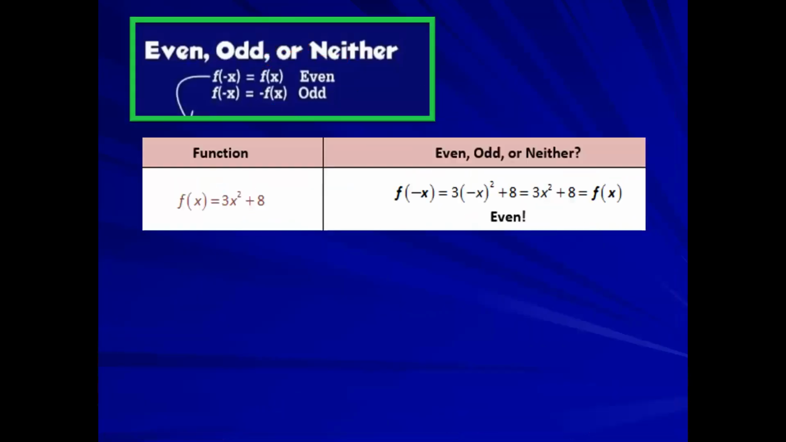Okay, let's go ahead and take a look at this. Now, remember, if the function is going to be even, when you replace the x with a negative x right here, it should give you the original equation. Now, on the other hand, when you replace the x with a negative x and it gives you the opposite of the y function, it is going to be odd.